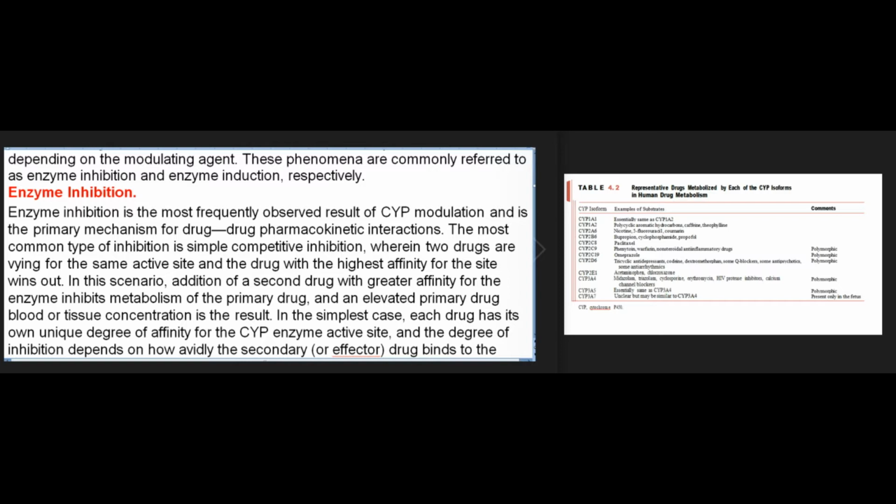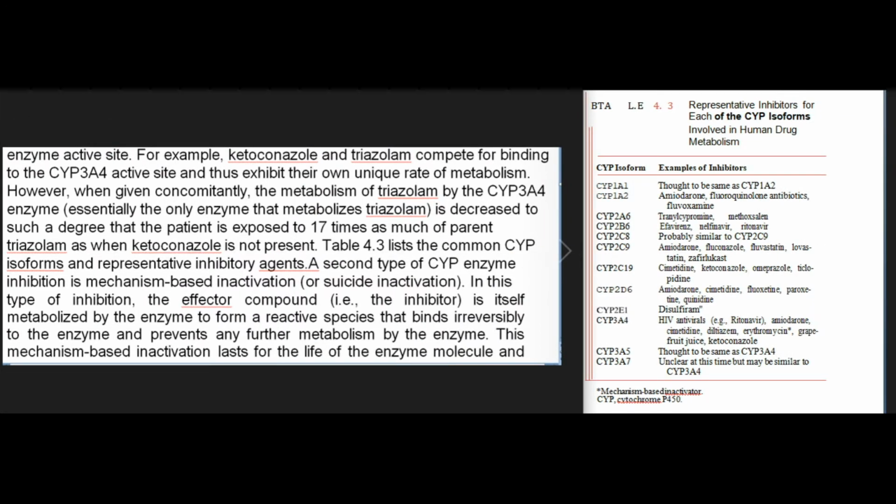pharmacokinetic interactions. The most common type of inhibition is simple competitive inhibition, wherein two drugs are vying for the same active site and the drug with the highest affinity for the site wins out. In this scenario, addition of a second drug with greater affinity for the enzyme inhibits metabolism of the primary drug, and an elevated primary drug blood or tissue concentration is the result. In the simplest case, each drug has its own unique degree of affinity for the CYP enzyme active site, and the degree of inhibition depends on how avidly the secondary, or effector, drug binds to the enzyme active site.